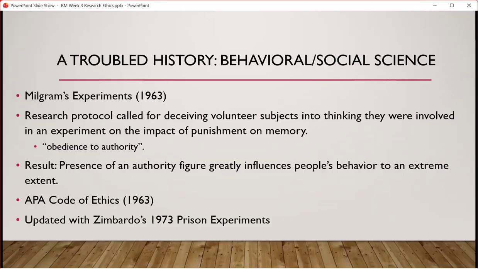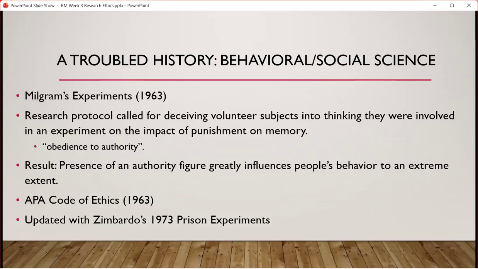Moving into more of the behavioral social sciences, which is also where we're framing some of the work in psychedelics, we look at the Milgram experiments in 1963. So this was the call for deceiving volunteer subjects into thinking they were involved in an experiment on the impact of punishment on memory. So there was obedience to authority. And again, that really reflects back that an authority figure greatly influences people's behavior to an extreme extent. And you need to think about that as a researcher, because your participants are going to see you as an authority in your own work.